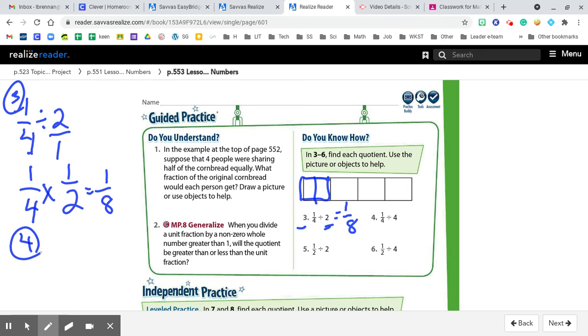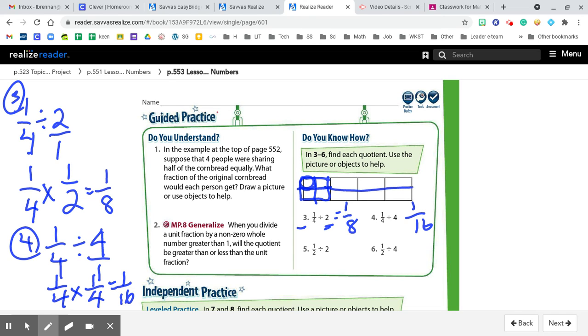For number 4, using the shape here, now I've got a quarter and I'm dividing it into fourths. So what I have is 1/4, and what I'm dividing it into is fourths. So when I use the reciprocal, I wind up with 1/16. So each one of these little shapes, if I continued on in my drawing, would have a denominator of 16, and I have one little guy, so it's 1/16.